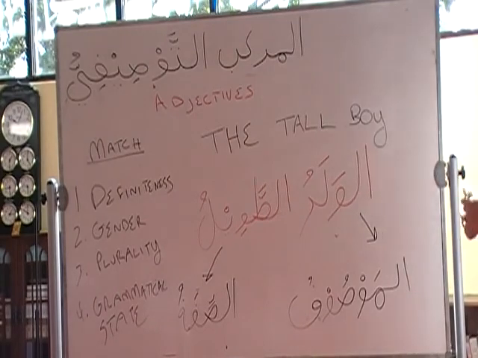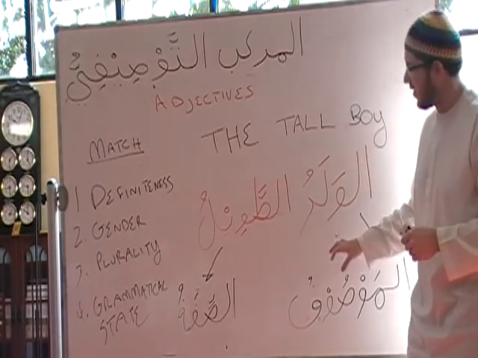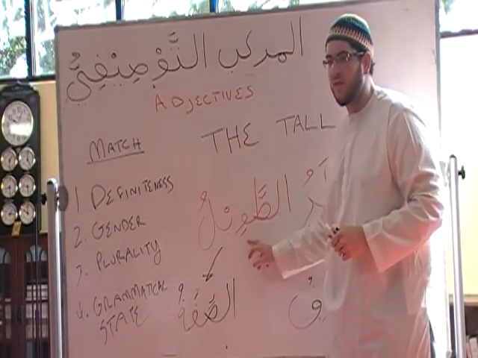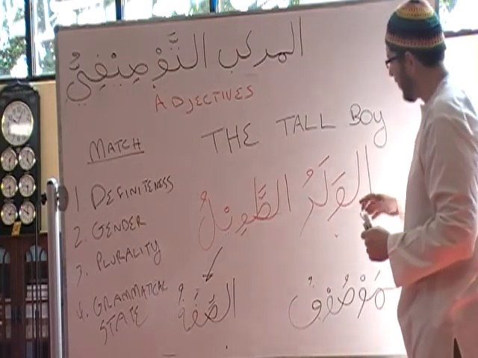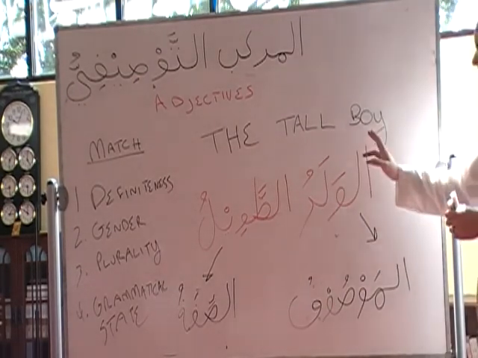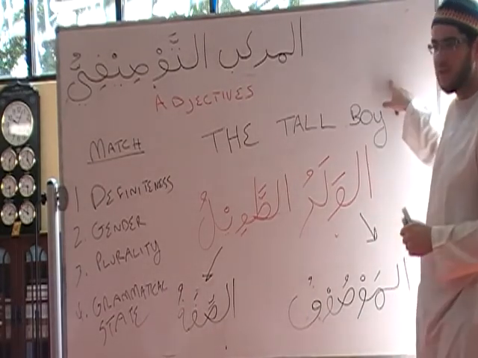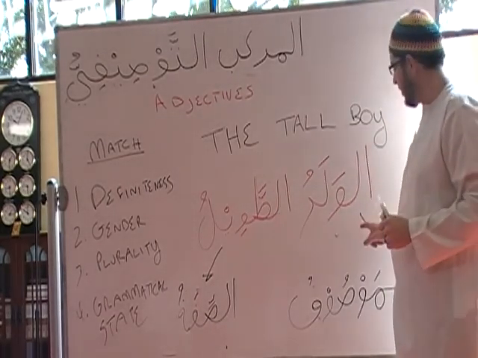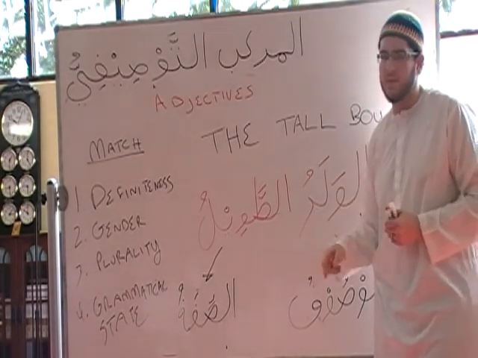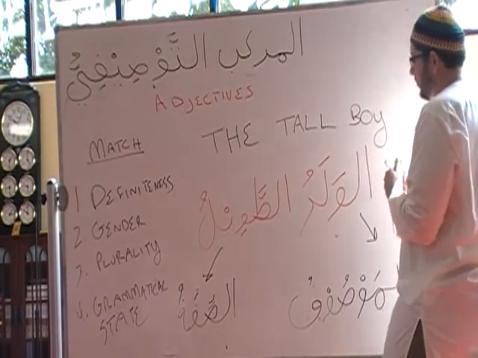So al-mawsuf is the ism that's being described, and the sifa is the adjective, or the thing that's describing. And the fundamental difference between the Arabic and the English is that it's flipped. The sifa comes first in English, and the mawsuf comes second. Or rather, in Arabic, the mawsuf comes first, and the sifa comes second. That's a very important point.